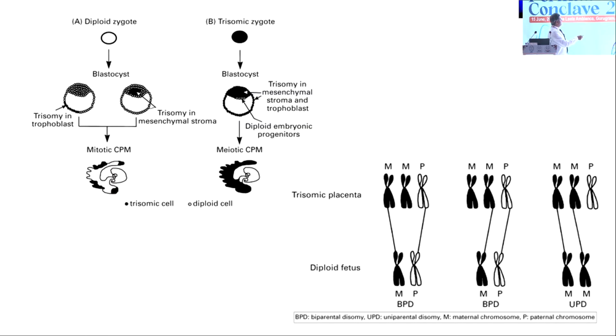So in a nutshell, we can have a mitotic and we can have a meiotic origin, right? In mitotic, we can have the trisomy in the trophoblast, in the mesenchymal stroma, or in the fetus. If it is meiotic, everything is aneuploid, right? How does it make sense in the clinical scenario? This is a CPM, don't worry about all this part, but try to look around in here. If we have a meiotic, we would have a UPD, right? So please make a note of it. Keep this in mind. We will talk about this CPM and this UPD later on, right?